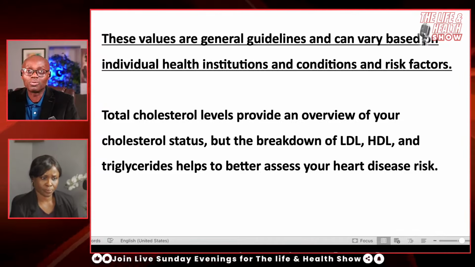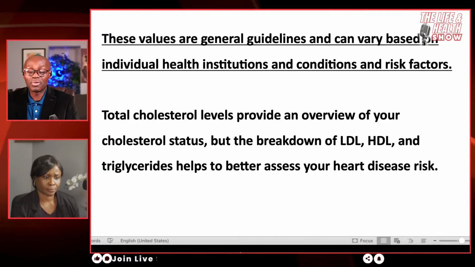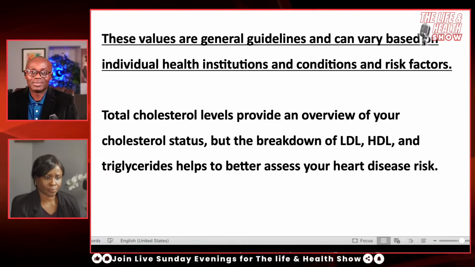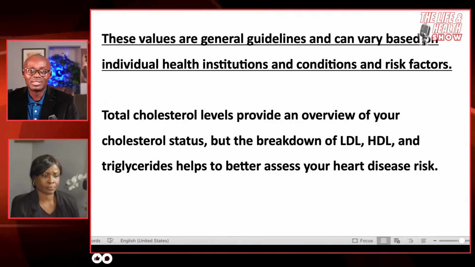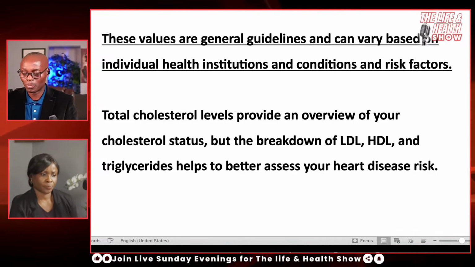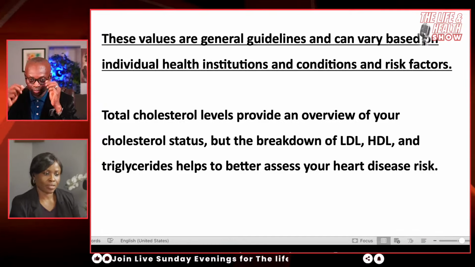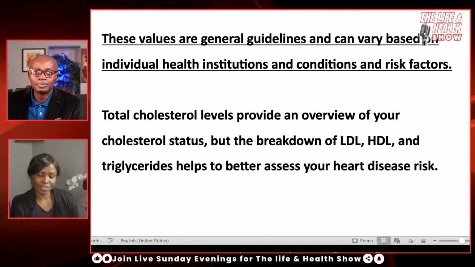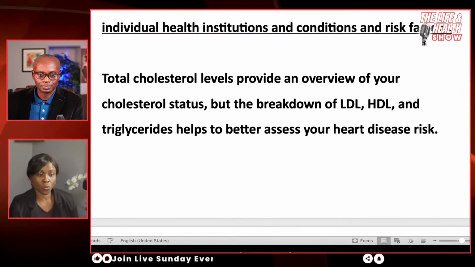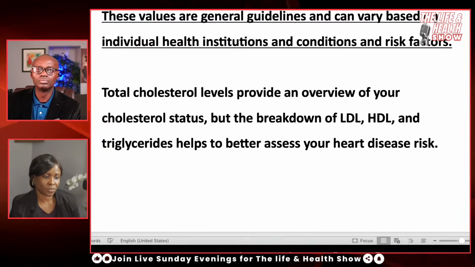So total cholesterol levels also provide an overview of your cholesterol status. But the breakdown of the LDL, the HDL, and the triglycerides gives a better informed understanding of your heart disease and stroke risk. So let's keep that in mind. In other words, you cannot just look at your total cholesterol and be okay with it. Maybe if the total cholesterol is less than 200 and you don't know the breakdown, it's good, but it's not good enough. You have to go into details.